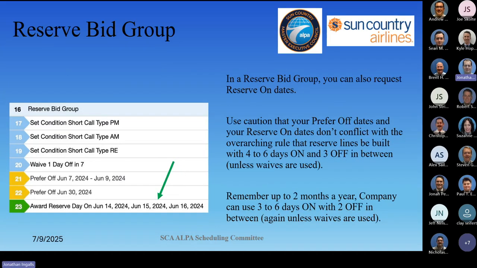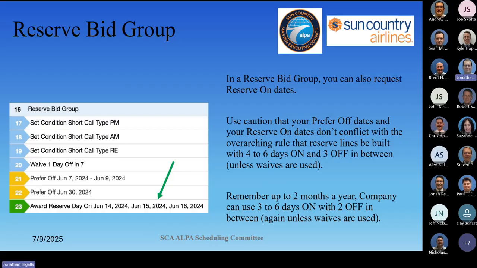In a reserve bid group, you can also ask to be awarded specific reserve dates. I personally don't know why you would. I think you just use your prefer off to say the days you don't want to be on reserve and let the system fill you back in with whatever it wanted. But if you've got a reason to do this, by all means, it's a feature. I admit I haven't been on reserve in quite some time, so I might be missing something that's pretty obvious to everyone else.